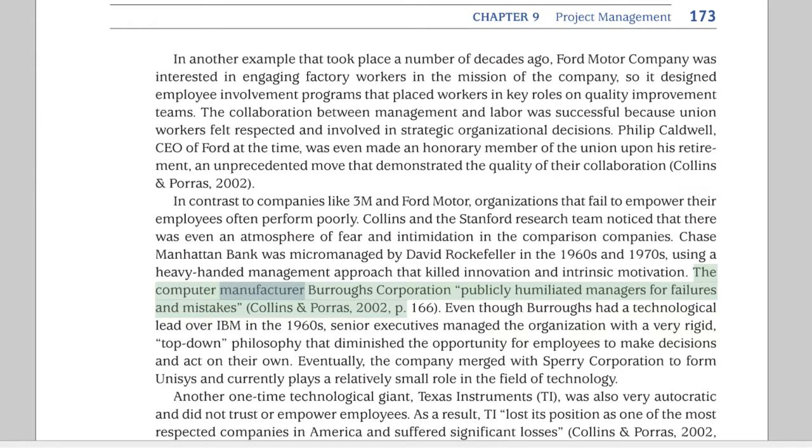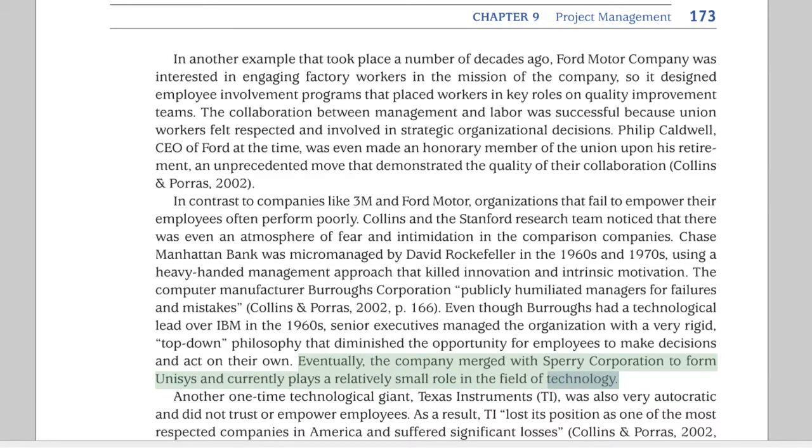The computer manufacturer Burroughs Corporation publicly humiliated managers for failures and mistakes. Collins and Porras, 2002, page 166. Even though Burroughs had a technological lead over IBM in the 1960s, senior executives managed the organization with a very rigid, top-down philosophy that diminished the opportunity for employees to make decisions and act on their own. Eventually, the company merged with Sperry Corporation to form Unisys and currently plays a relatively small role in the field of technology.